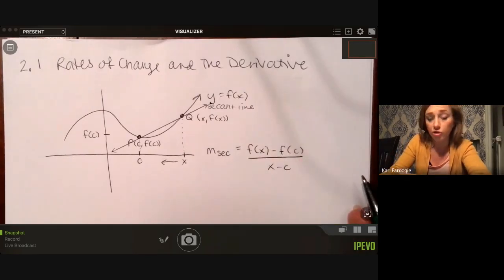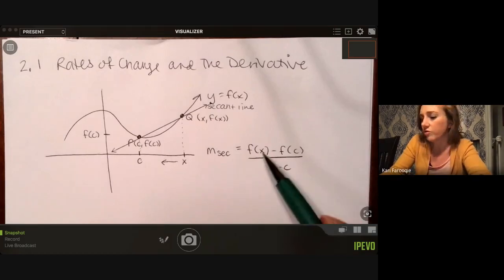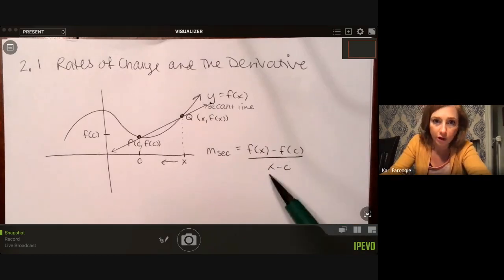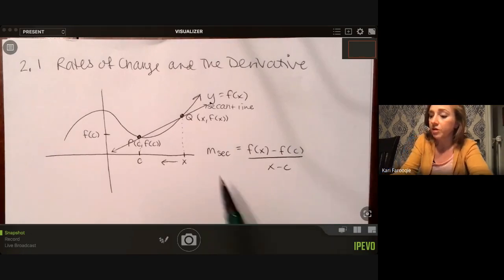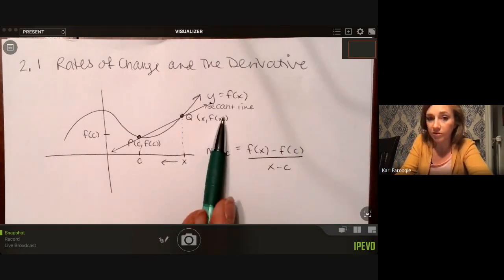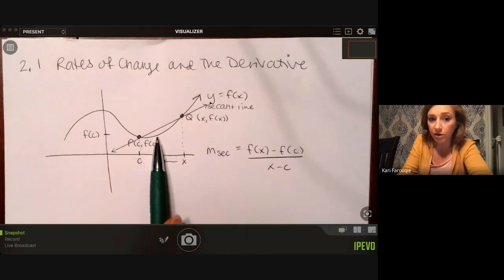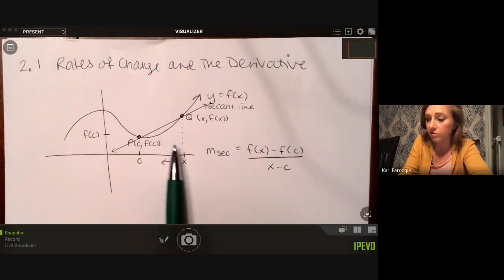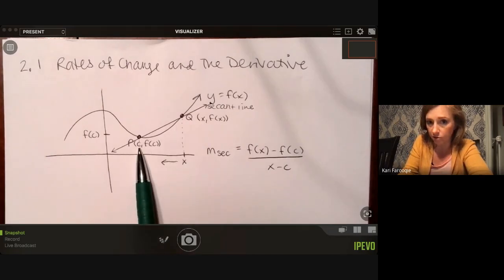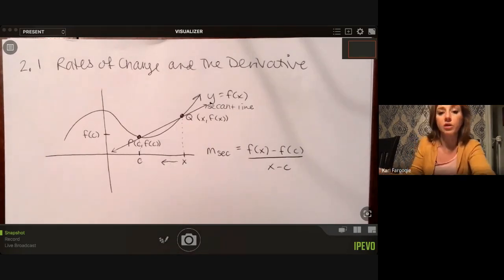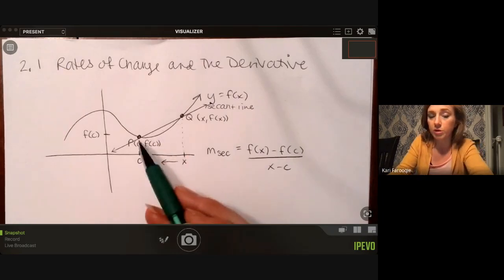So you did this in algebra. In algebra, we used y sub 2 minus y sub 1 over x sub 2 minus x sub 1. Same idea here, but this time we're using y sub 2, which is f of x, minus y sub 1, which is f of c, divided by x sub 2 minus x sub 1, so x minus c. And this will give us the slope from P to Q.